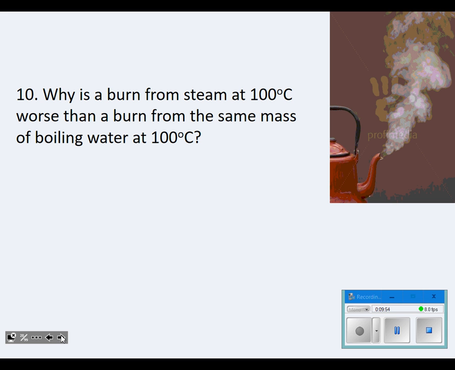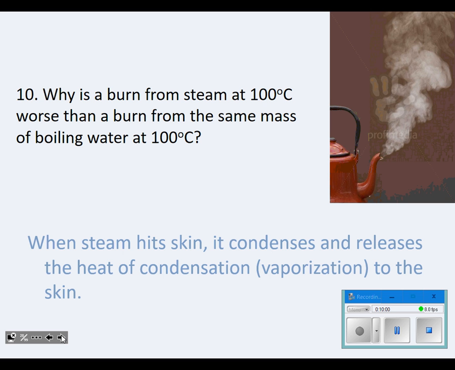Why is a burn from steam at 100 degrees Celsius worse than a burn from the same mass of boiling water? And that's because when steam hits skin, it will condense and it'll transfer its heat from the gas to your skin. And so all that heat, as it becomes a liquid again, will be absorbed by your skin. And so that will make it burn worse.